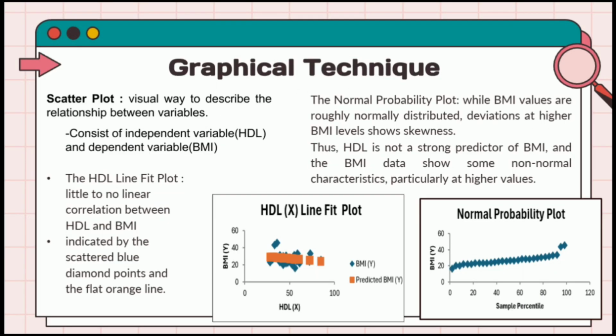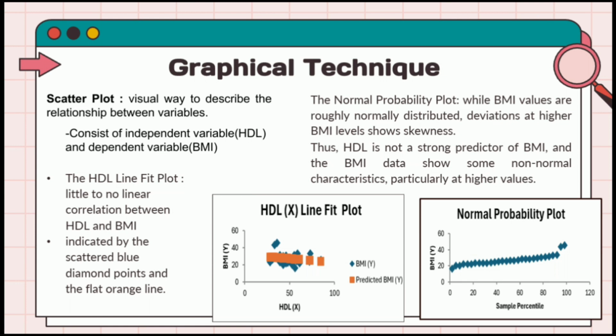Next is graphical technique. The graphical technique we use here is scatter plot. It is a visual way to describe the relationship between the variables, which is HDL and BMI, and it uses dots to represent the value. Okay, so the graph will illustrate the relationship between the HDL level and BMI, and it will show little to no linear correlation between them. And as indicated by the scattered blue diamond points and the flat orange line you can see in this picture here.